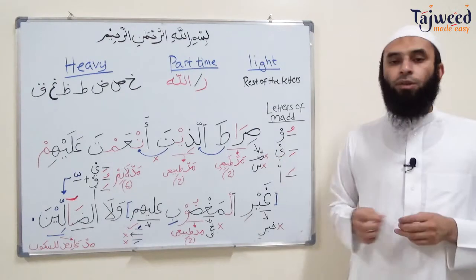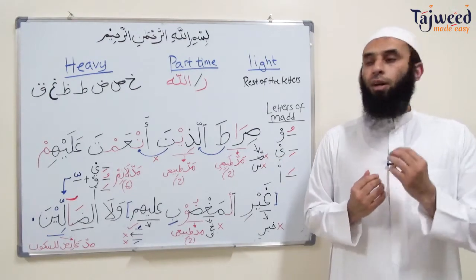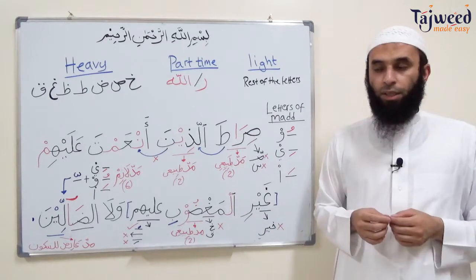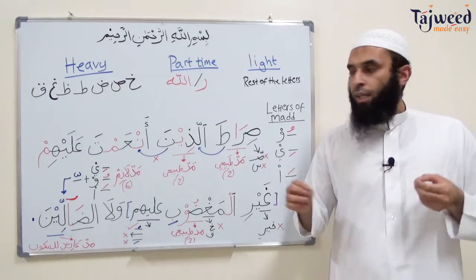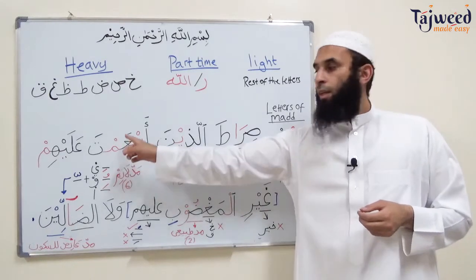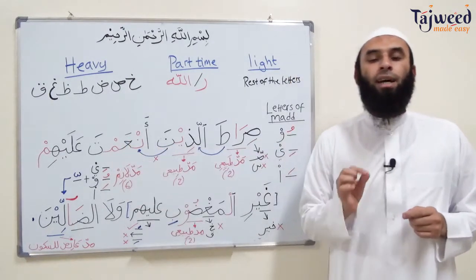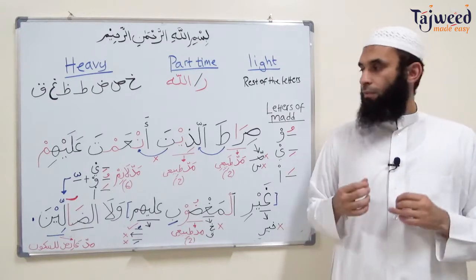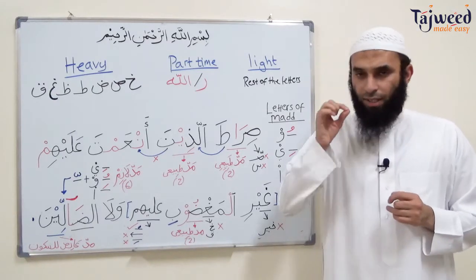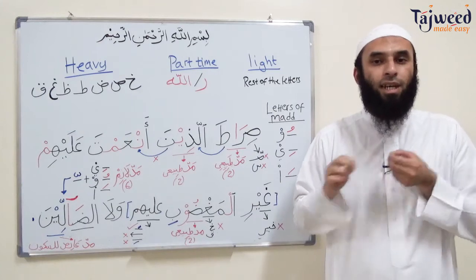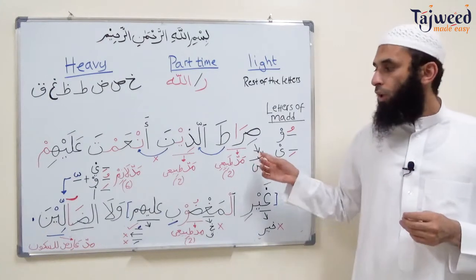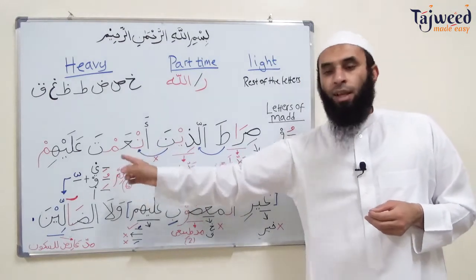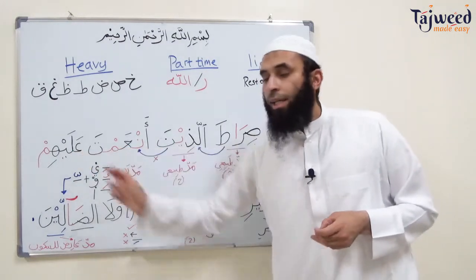So sirata, ta from the heavy letters. Sira, ra, 2 counts, natural madd. Sirata al-ladhina an'amta, ta, and not ta. The makhraj for ta is not ta. Ta sounds like there's an essa, then sa sa, but ta. Sirata al-ladhina an'amta. Then we have the word alayhim here.